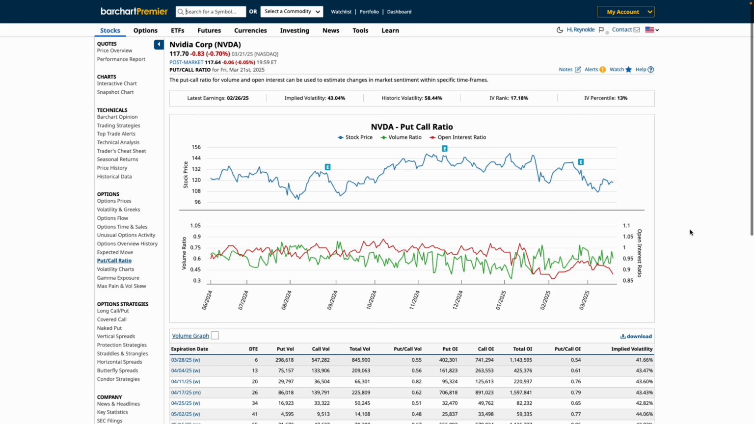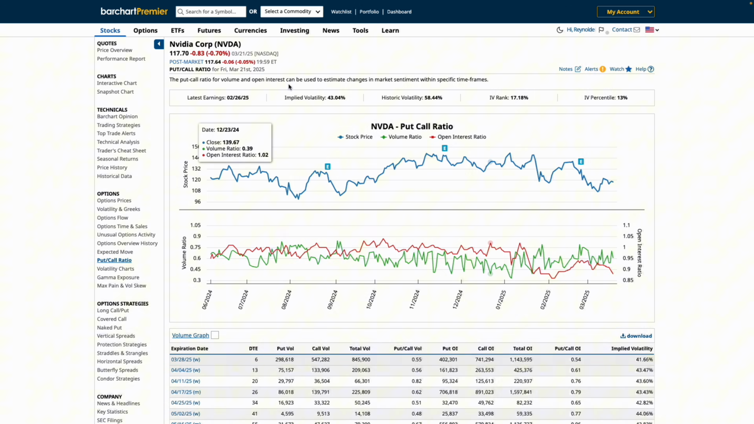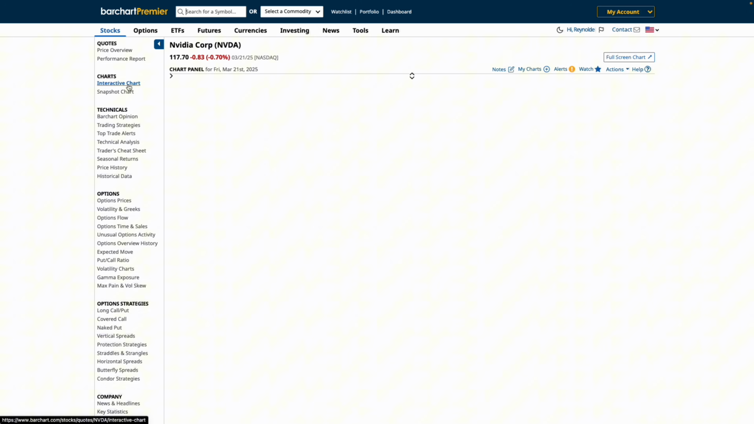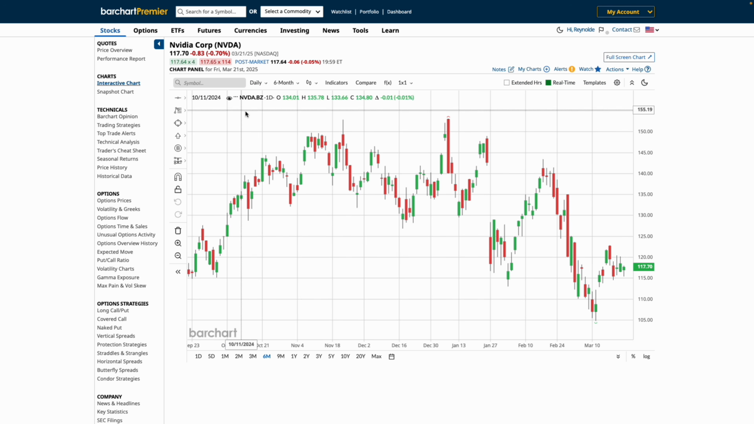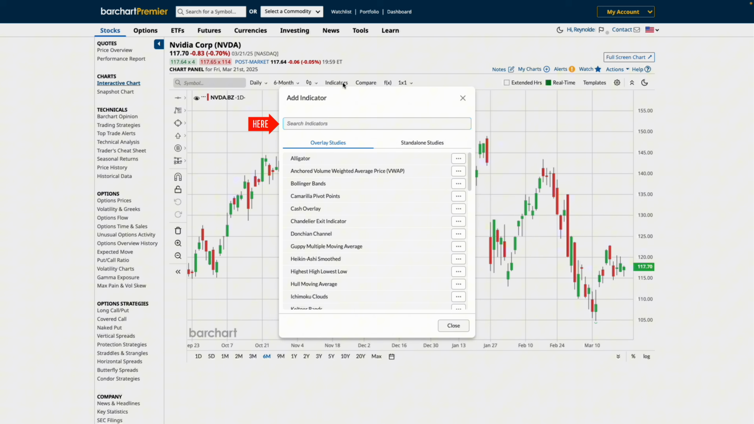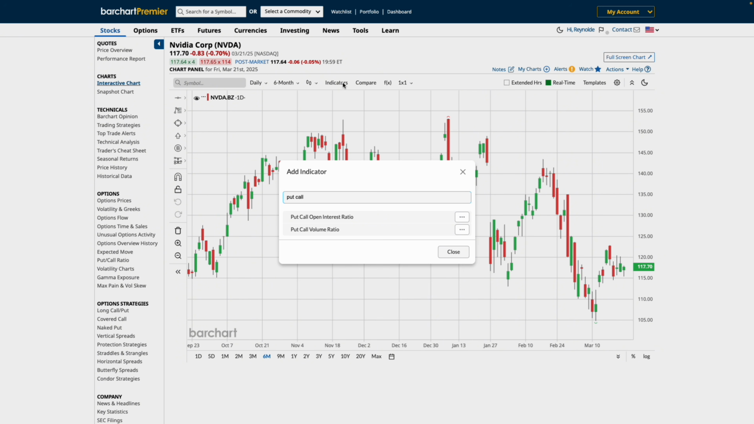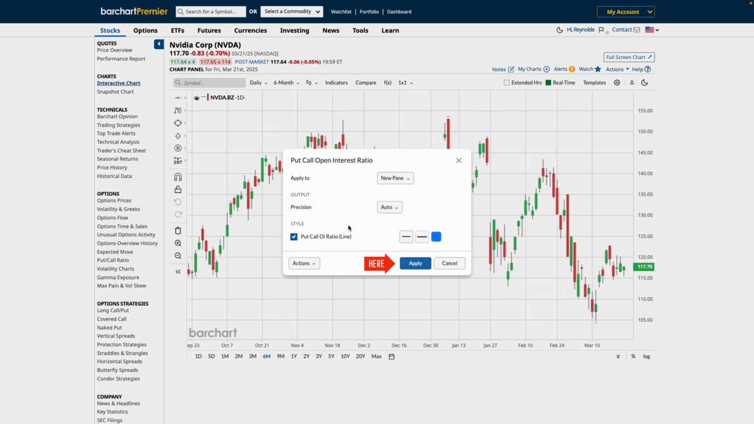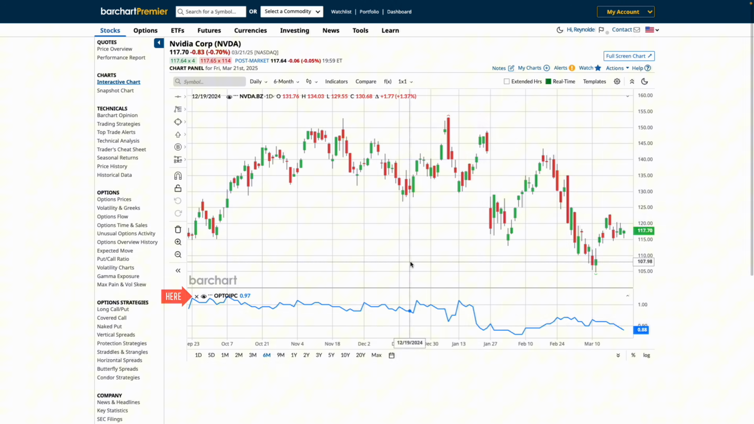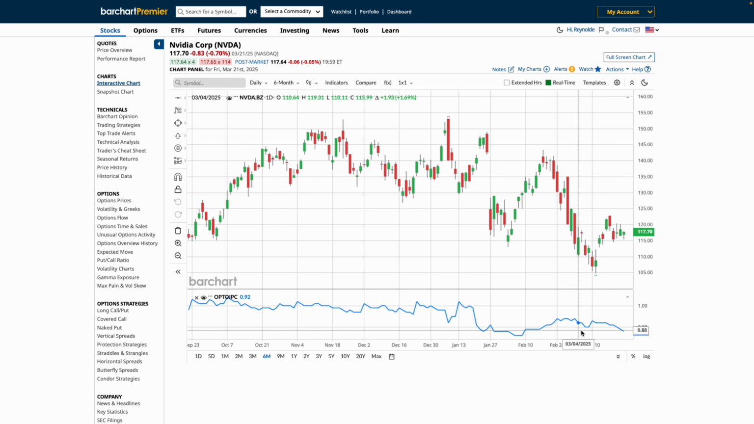Now, let's tie everything together and compare the put-call ratio to real price action on a stock chart. Let's start by going to the interactive stock chart, and once you're there, you want to click here to add an indicator and type in put-call ratio. We can add open interest or volume and see how shifts in sentiment align with actual market movement. Now let's go to the full screen chart to see the bigger picture.